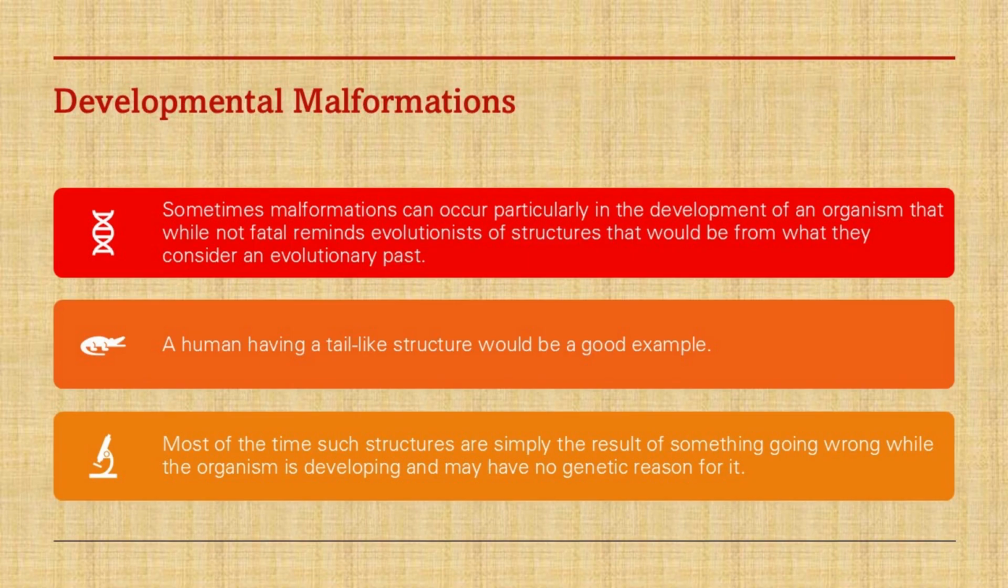Sometimes malformations can occur, particularly in the development of an organism, that while not fatal, remind evolutionists of structures that would be from what they consider an evolutionary past. A human having a tail-like structure would be a good example. Most of the time, such structures are simply the result of something going wrong while the organism is developing and may have no genetic reason for it.